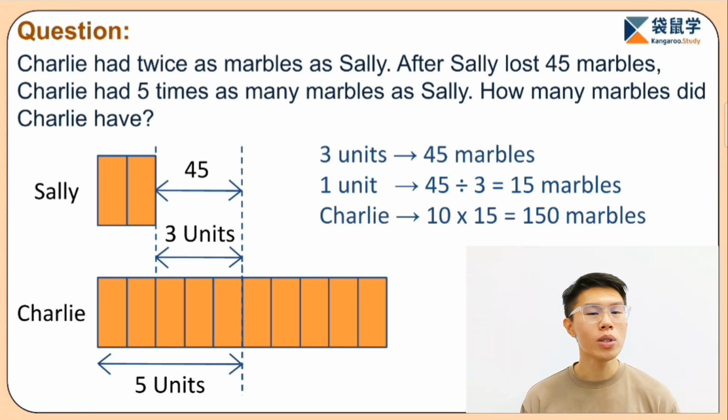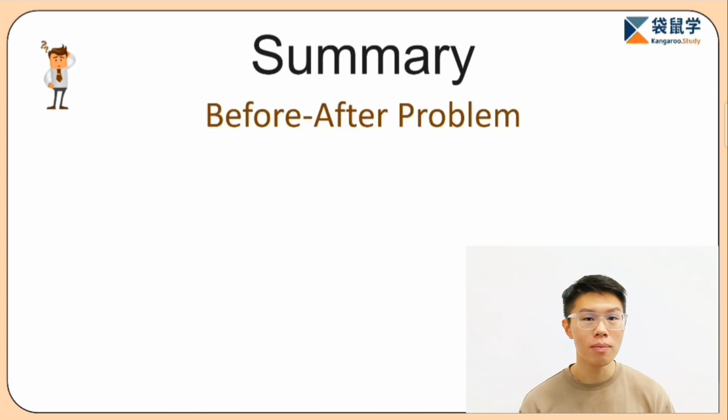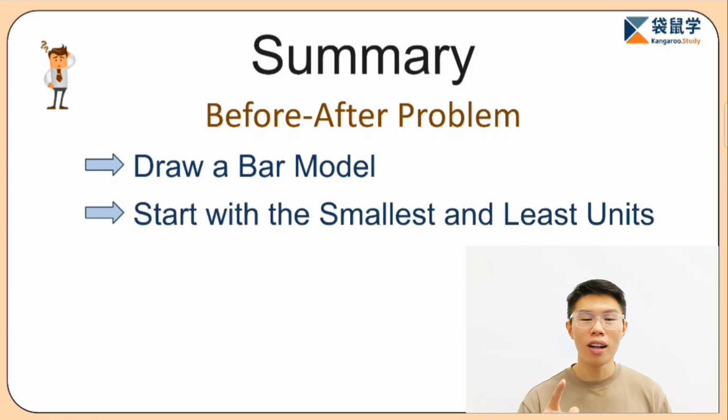So we always want to wrap up and reflect to see what we can learn and apply further in the future. So a summary: in a before-after problem, always draw a bar model. And how do you decide which one to start first? Is it the before or after? It depends on who has the smallest and least units. So remember, always start with the one having smallest and least units. Okay, that's what we can learn from the question.